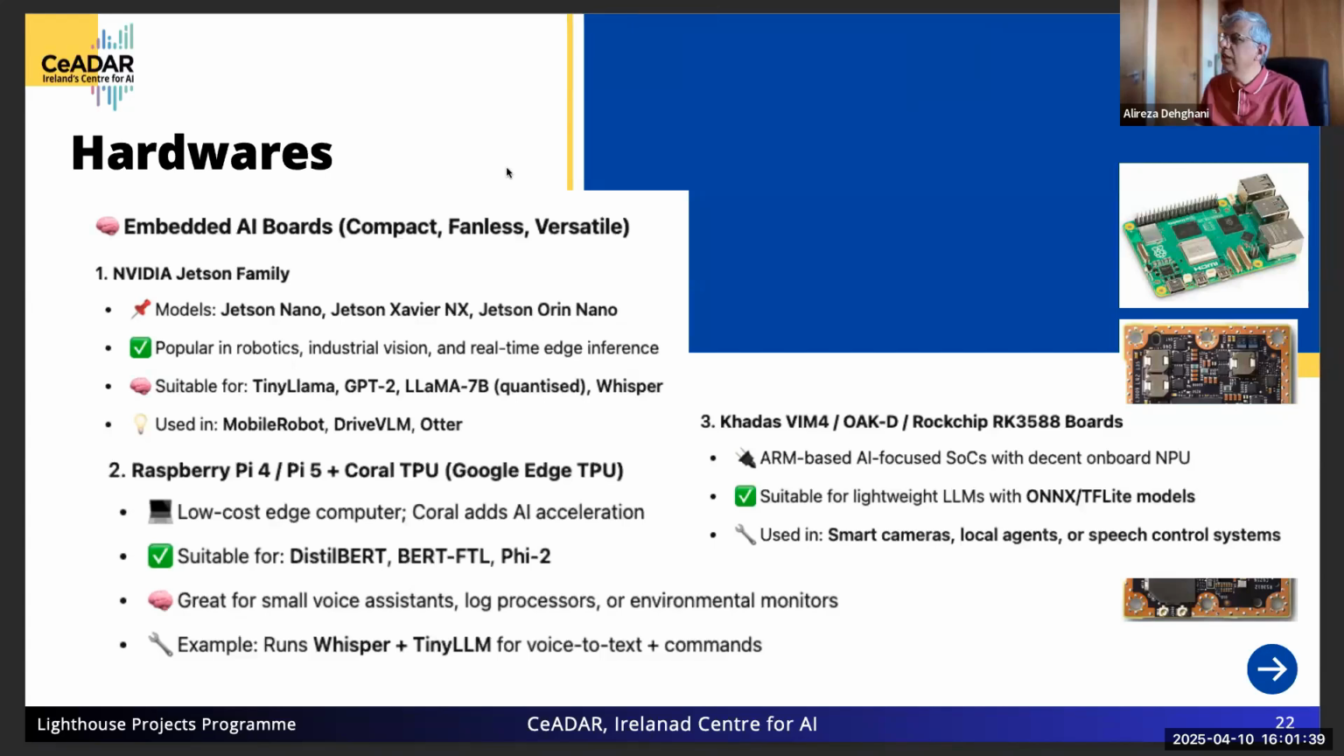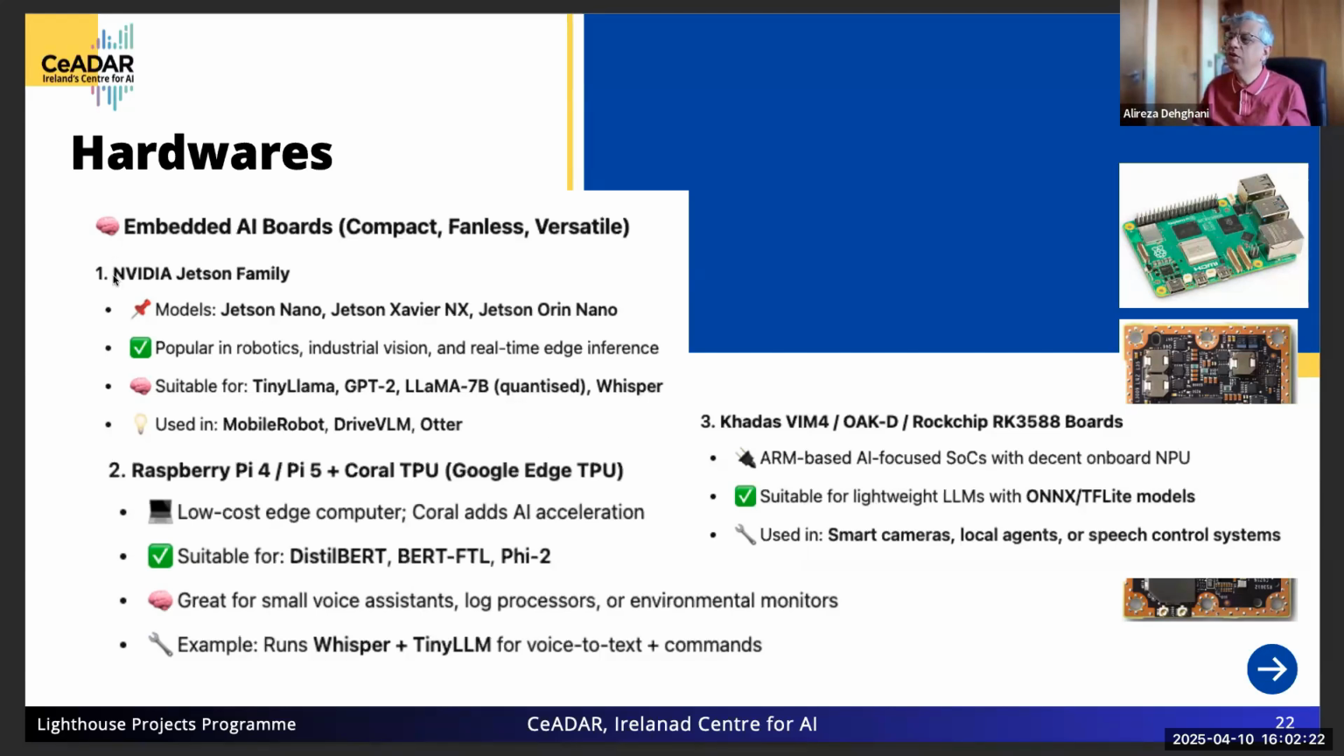Accordingly, the same question applies in terms of hardware. We reviewed the software, now the hardware. For example, we have embedded AI boards like the NVIDIA Jetson family, with different models. They are popular in robotics, industrial vision, and real-time edge inference, and they are suitable for different kinds of libraries. It is not like you can mix and match and fit any model to any hardware. Different hardware is good for different specific use cases. We have different libraries, and these libraries and hardware should be matched together.